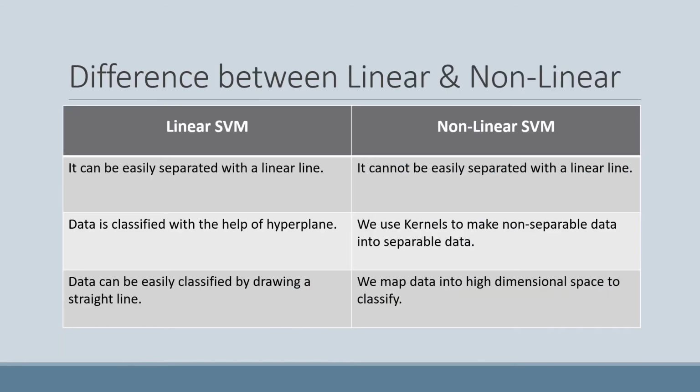Difference between linear and nonlinear. Linear is it can be easily separated with a linear line, and nonlinear is it cannot be easily separated with a linear line. In linear, data is classified with the help of a hyperplane, and in nonlinear we use a kernel to make non-separable data into separable data. And in linear, data can be easily classified by drawing a straight line, and in nonlinear we map data into high dimensional space to classify.